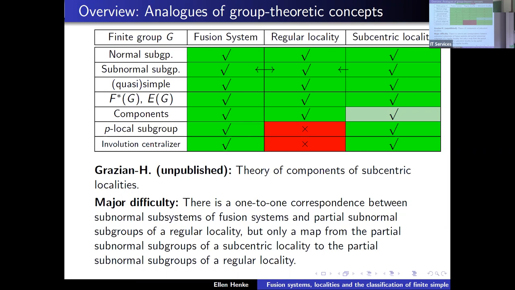So we usually work with some regular locality L delta, which sits inside of a subcentric locality L. Then we can look at a component K delta here, and then we take what is generated by K delta and show that this is a normal subgroup of L and therefore subnormal. I think this is basically what one should take as a component, and we get a map in the other direction just by intersecting. Things are a little bit technical and difficult here, but I think it pays off at the end.